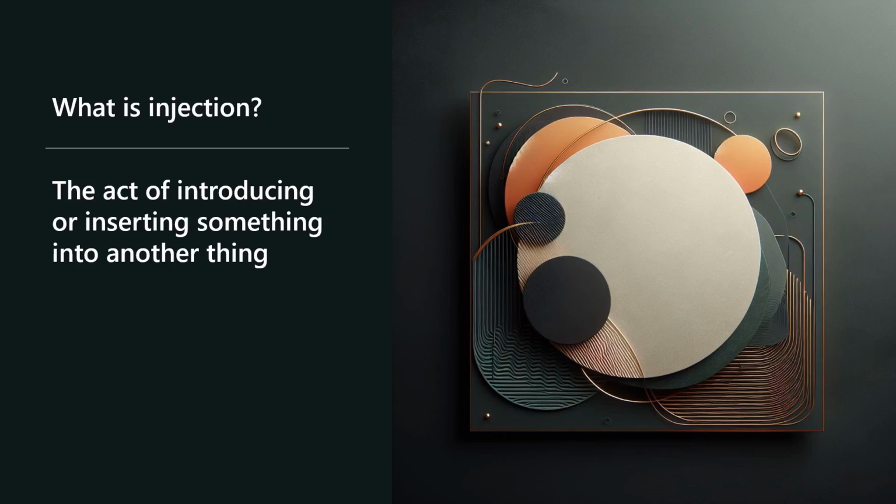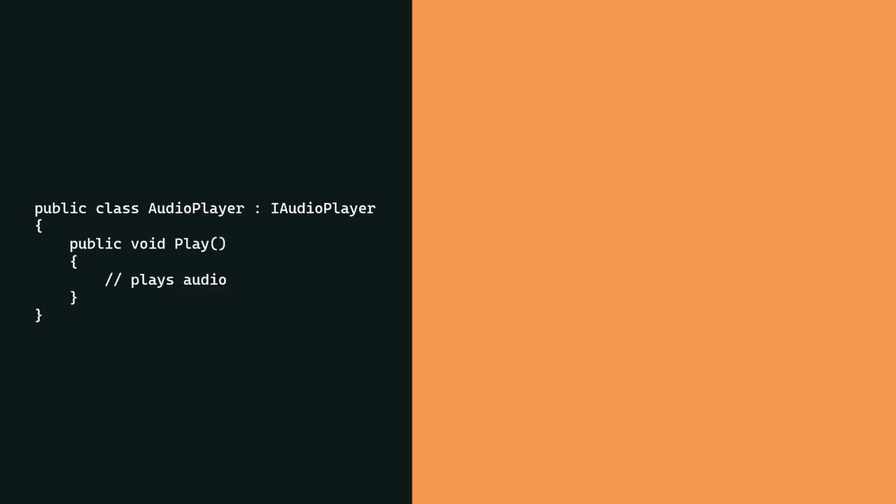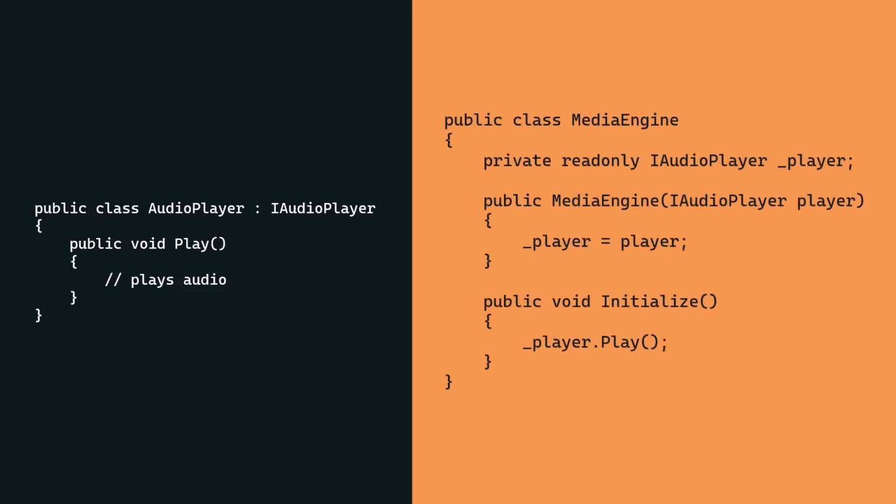So, how does our previous example look when dependency injection is used? Well, in this new implementation of the AudioPlayer class, you can see that it now implements an interface called IAudioPlayer, which defines the Play method. As for the MediaEngine class, you can see that instead of creating a new instance of the AudioPlayer class and assigning it to a read-only field, the constructor now requests an IAudioPlayer instance, which is then assigned to the field and used to call the Play method.